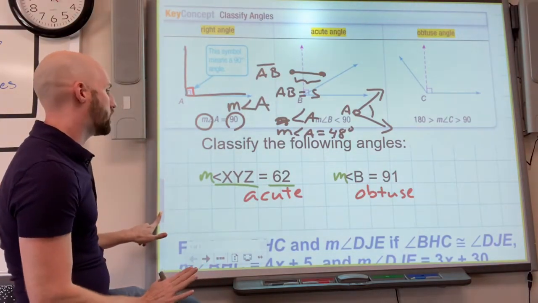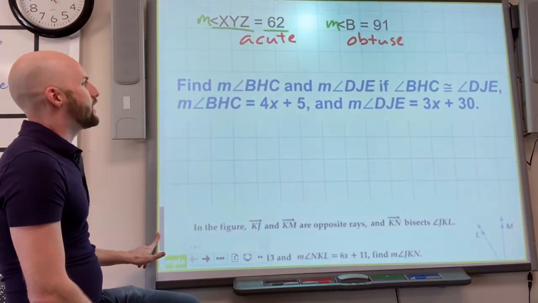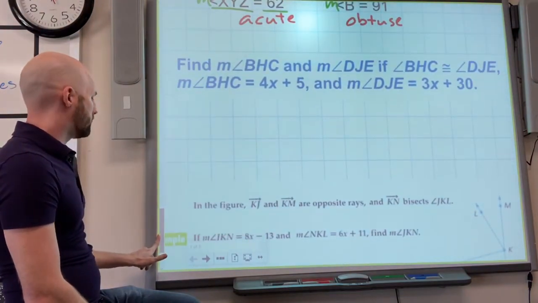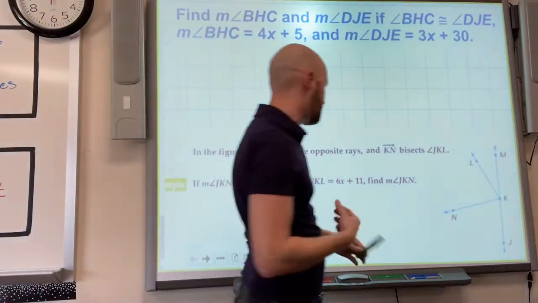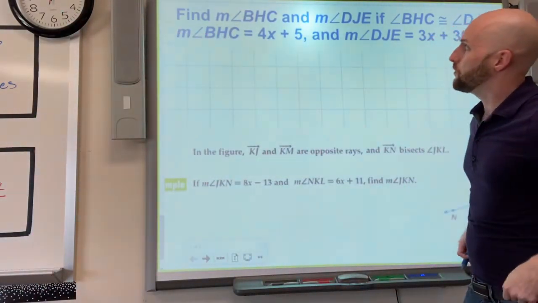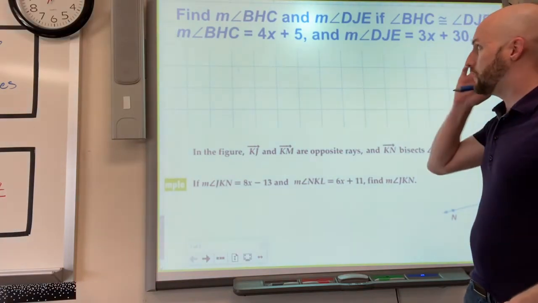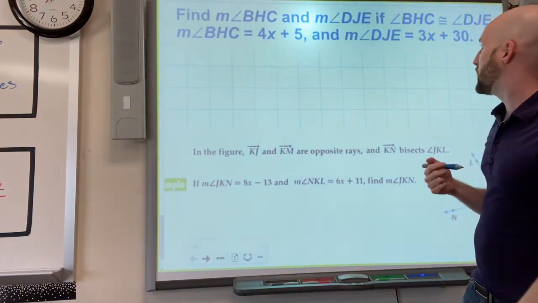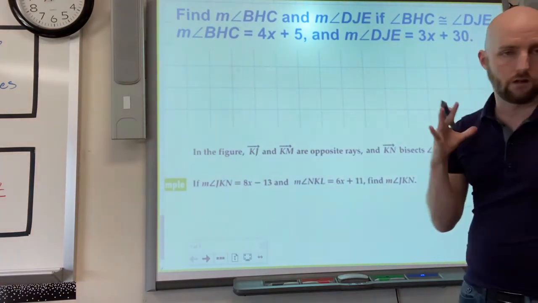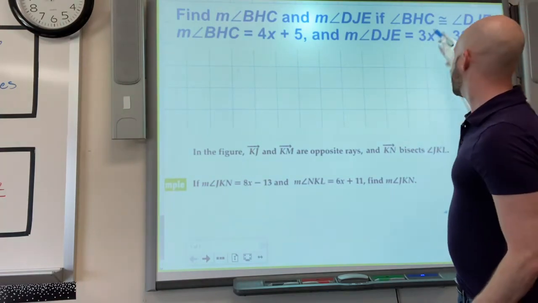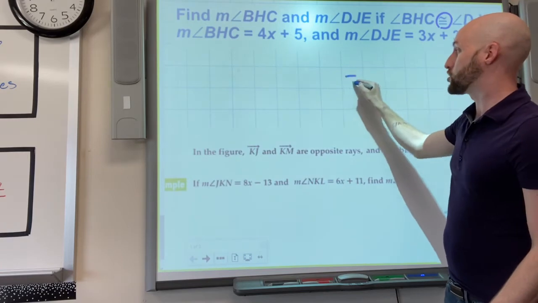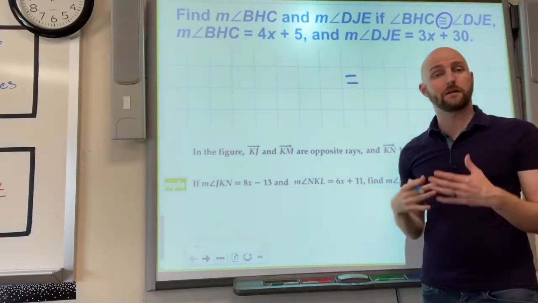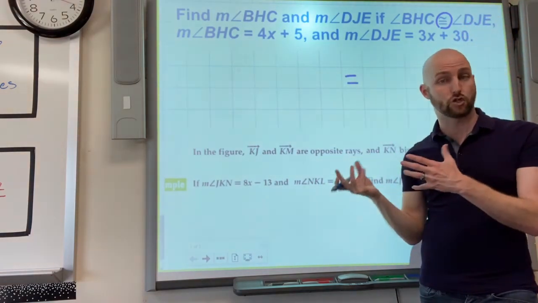Okay, so small clarification. Again, we just have two quick examples of how this will work as a math problem where you have to set something up and solve. Find the measure of BHC and the measure of angle DJE if, oh my gosh, all these words. Basically what I just see is this congruent sign. Congruent sign means things are the same size and shape as each other, so I'm likely going to be able to set their values or their measures equal.